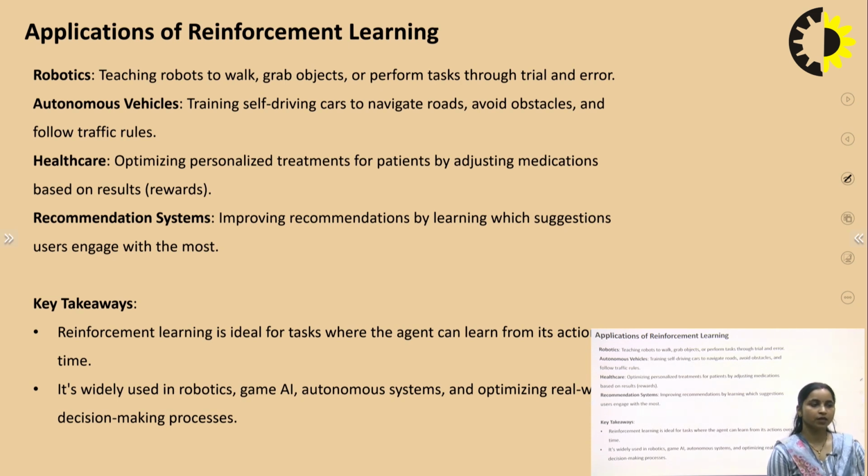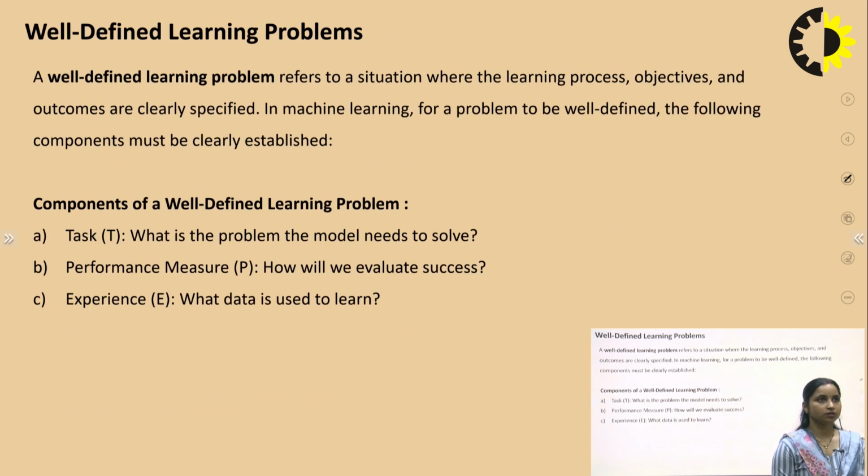So what we have learned till now about reinforcement learning is that it is ideal for tasks where the agent can learn from its actions over time, and it's widely used in robotics, game AI, autonomous systems, and optimizing real-world decision-making processes. So this is reinforcement learning.